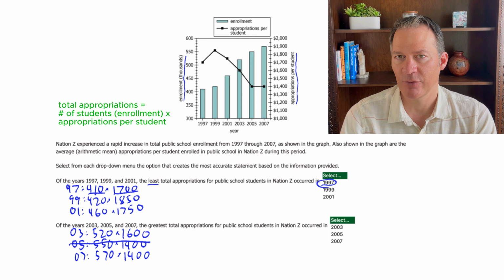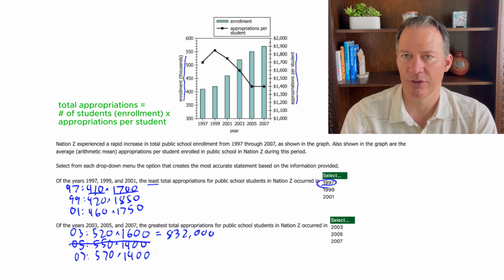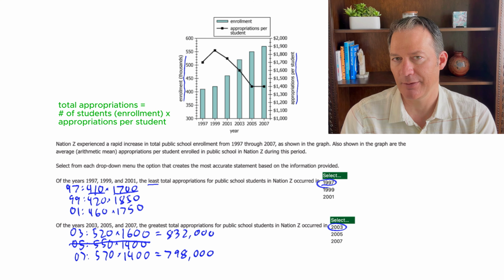If we plug that in, 520 times 1600 is 832,000. And then 570 times 1400 is 798,000. So 2003 is greatest, and you're done.